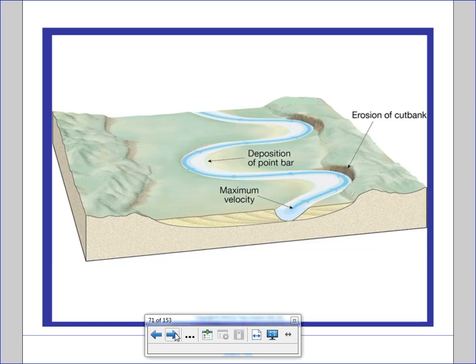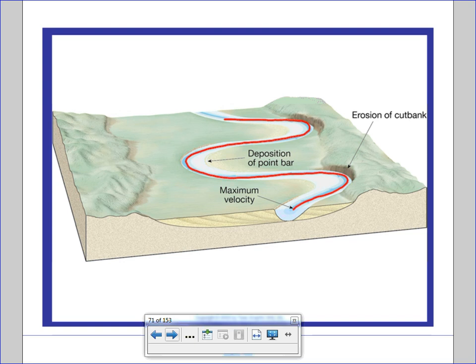Here's one more diagram to show that. You can see on the blue arrow where the water is going the fastest. If I follow the blue line, water is coming down through the middle. On the meander, it goes fastest on the outside, and then back into the middle.